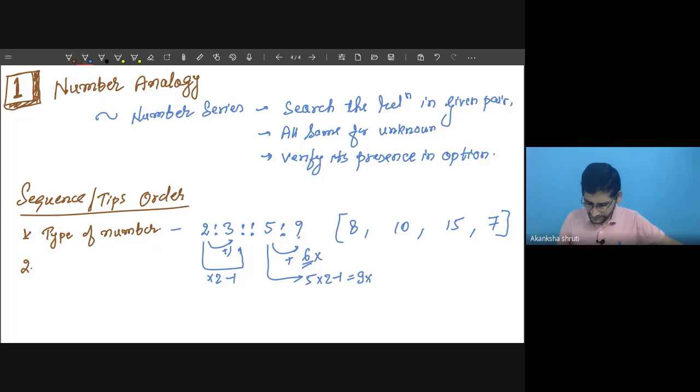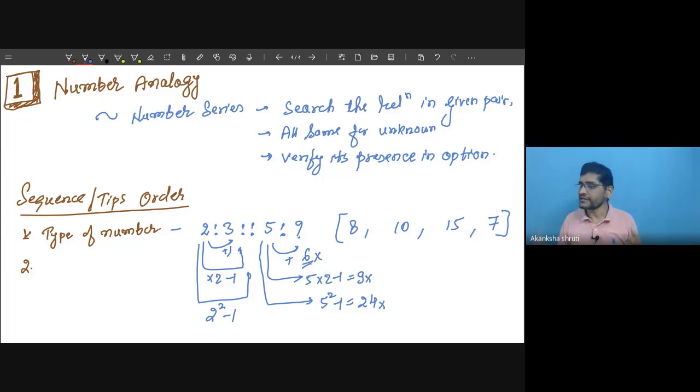So a similar relation we can think of. The other one is 2a square minus 1, meaning 2 to the 4 minus 1, 3. In that line we can also think 5 square minus 1, 24. It is also not in the options. So whatever mathematical relation we are thinking, none of them is matching here.